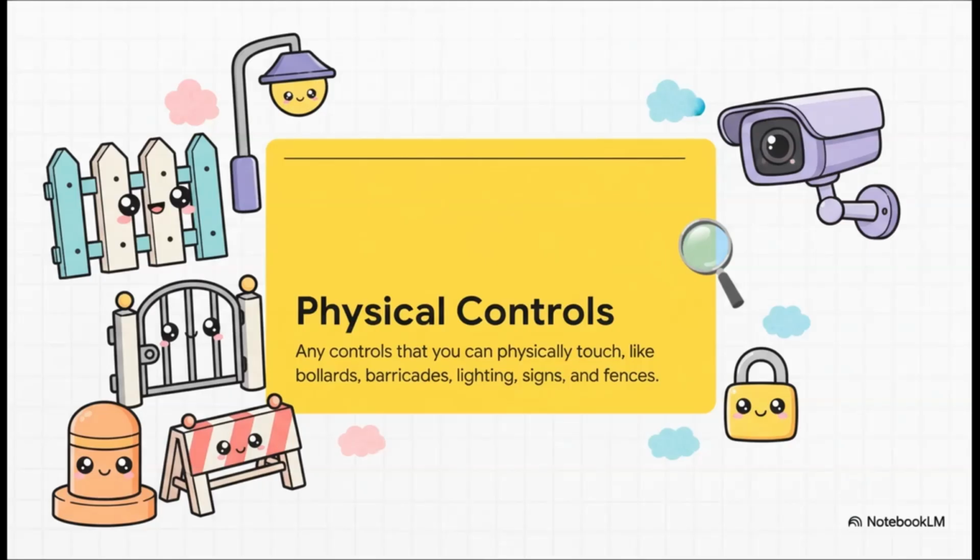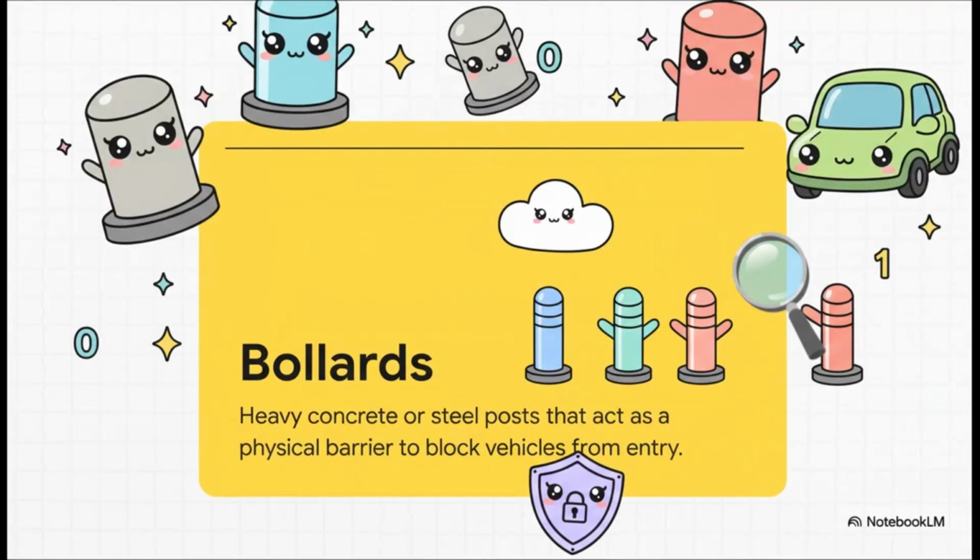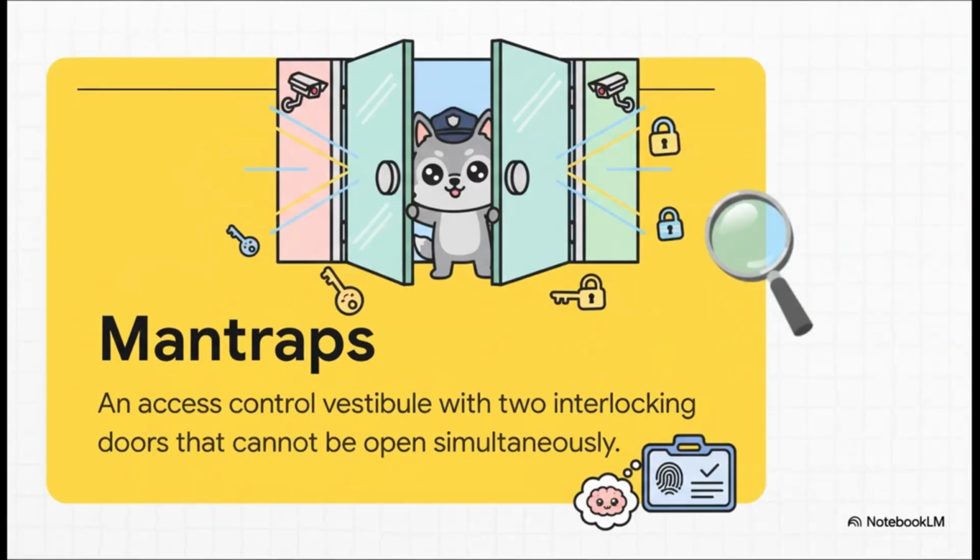You get the idea. Now here's a term you'll definitely see: bollards. Those are just the heavy concrete or steel posts you see outside of buildings. They're there to act as a physical barrier to stop a car from driving through. Simple, but effective. And another favorite, man-traps.